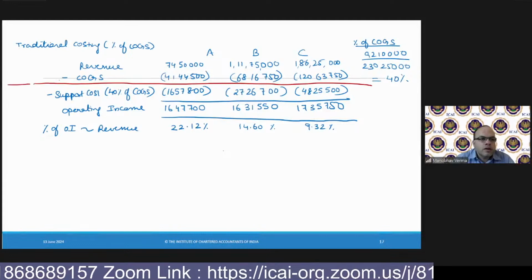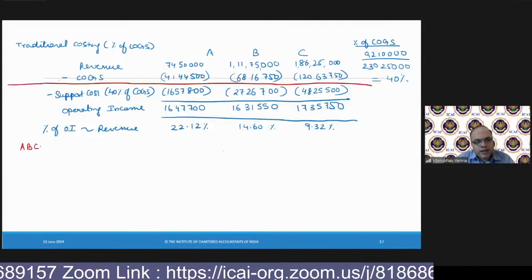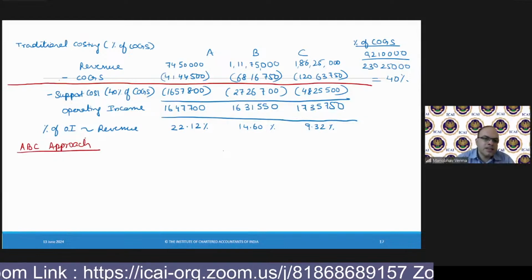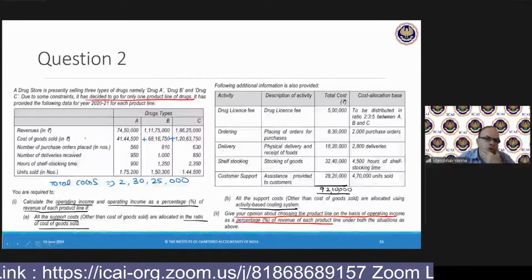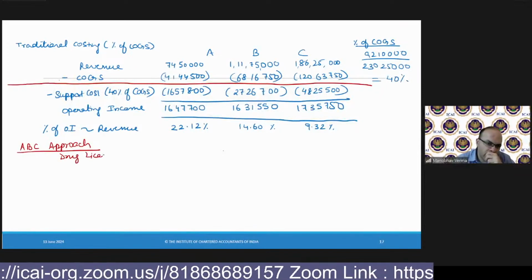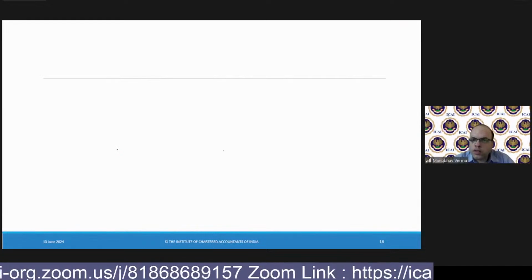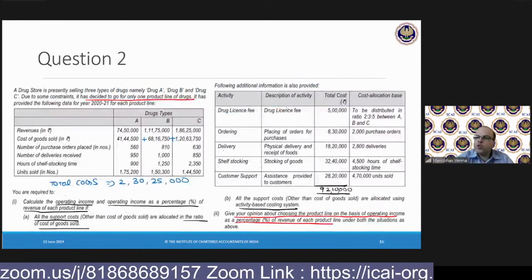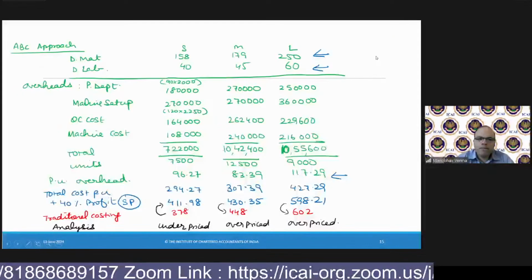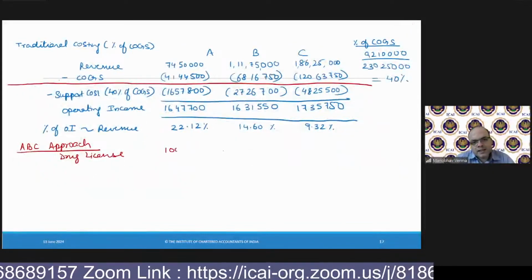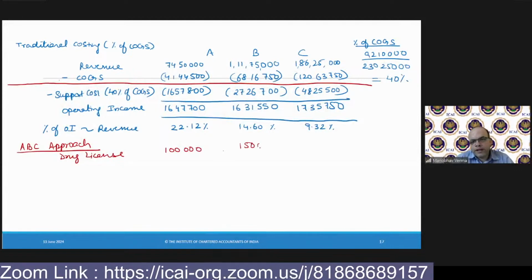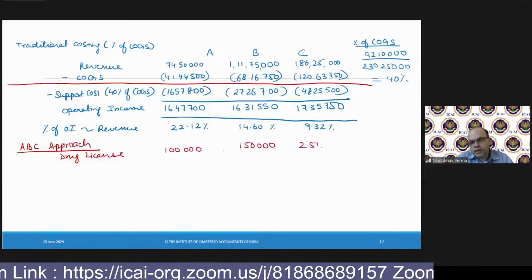But we have to allocate the overhead here. So under the ABC costing approach, we have to just ensure that support cost is reallocated. So support cost includes drug license fees. For the drug license, they have told us to allocate 5 lakhs in the ratio of 2 is to 3 is to 5. So we are getting 1 lakh, 1,50,000 and 2,50,000.